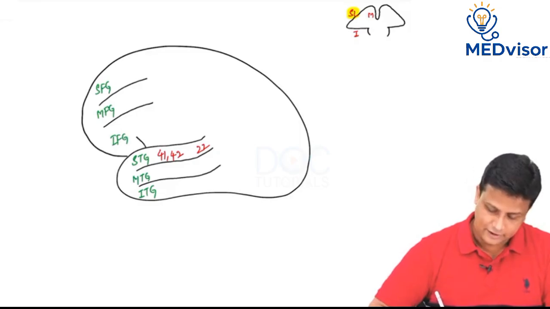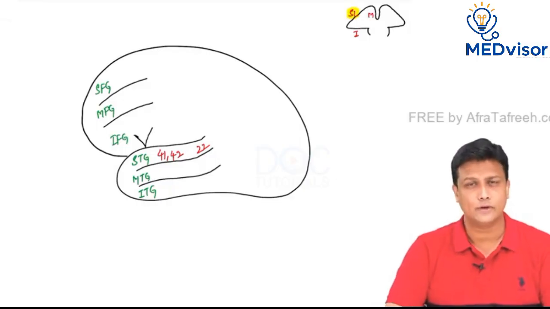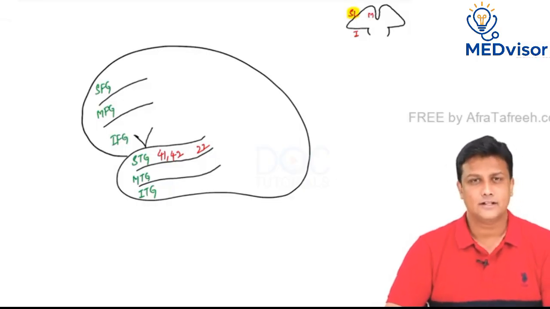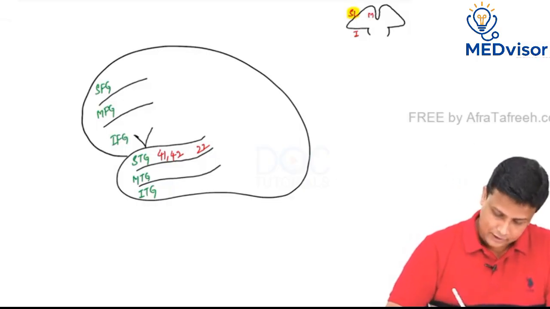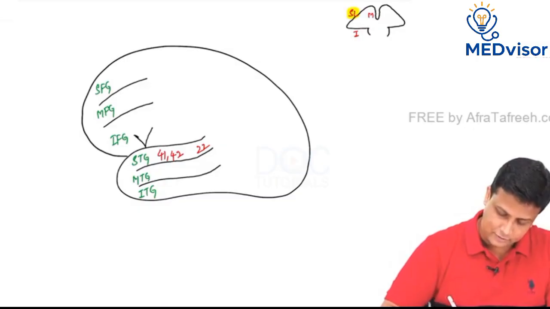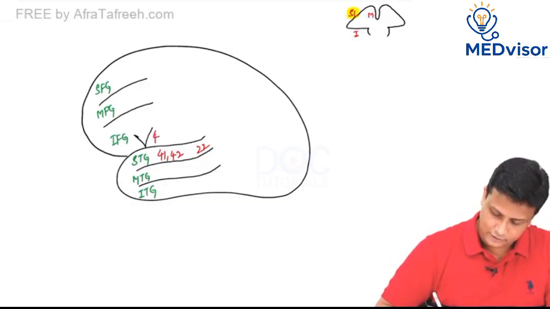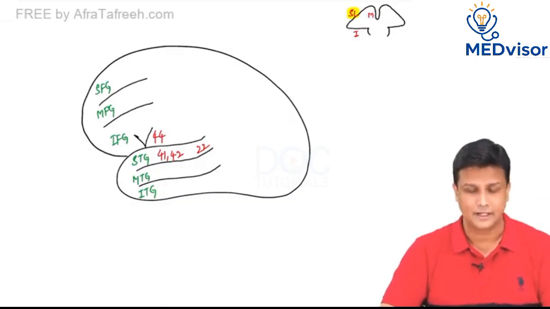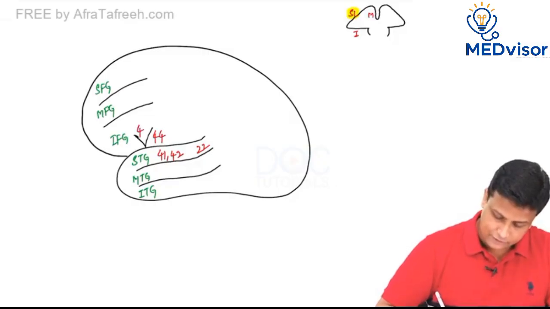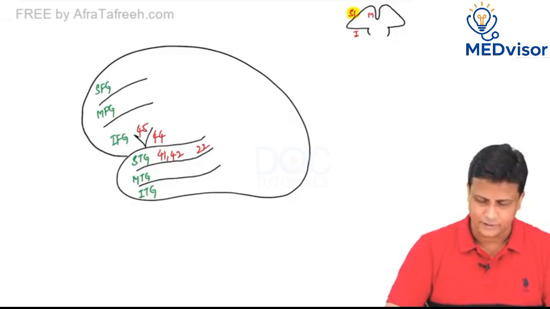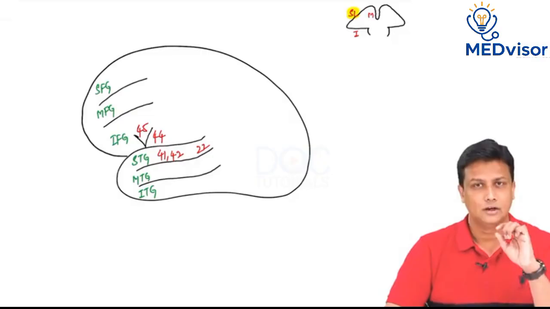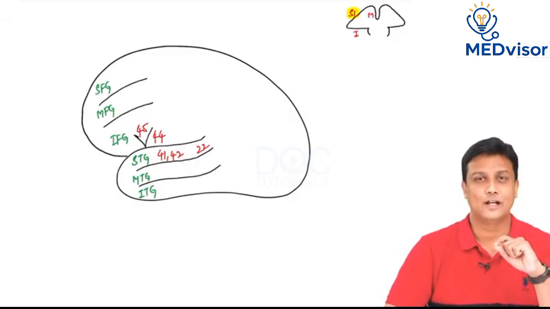It can again be divided into two areas with the help of this small sulci here. One will be pars opercularis and the other pars triangularis. In pars opercularis, we'll have area number 44, and area number 45 will be in the pars triangularis. Both of these together, 44 and 45, are referred to as Broca's speech area.